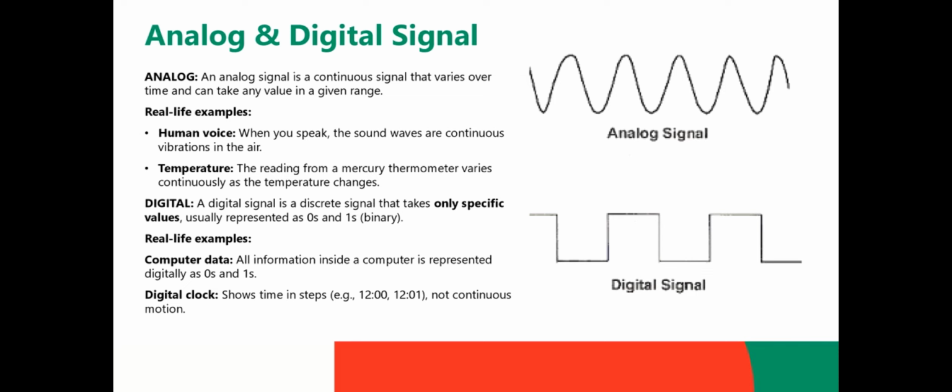Like in real life examples or computer data, all information inside a computer is represented digitally as zeros and ones. So computers can't understand English, French, Tamil, etc. So to make them understand what we are trying to say, we are using binary language, digitally zeros and ones. Digital clocks show the time in steps, for example 12 o'clock, 12:01, not continuous motion, it is digital in nature.